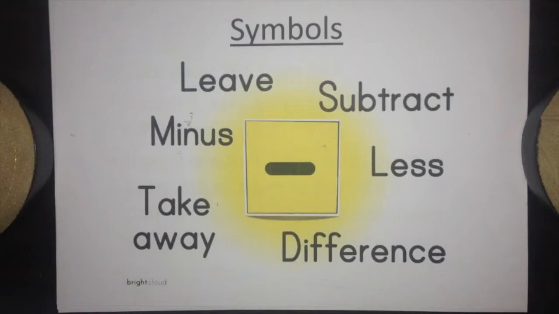Next are symbols. Symbols the students need to know are the basic subtraction symbol and the equal sign. They should already be aware of what this looks like from their previous knowledge of basic addition and subtraction.